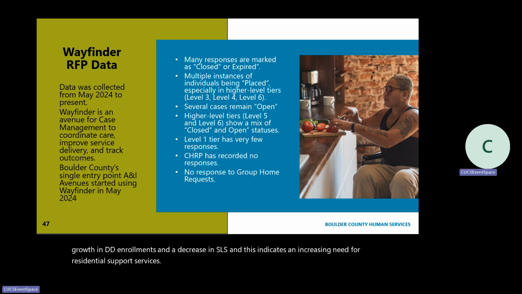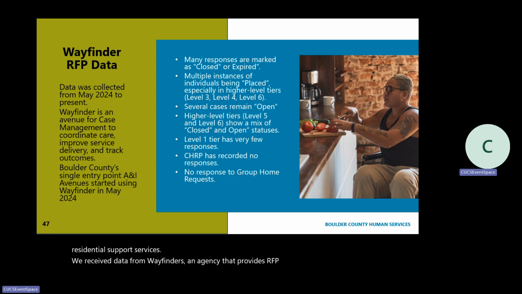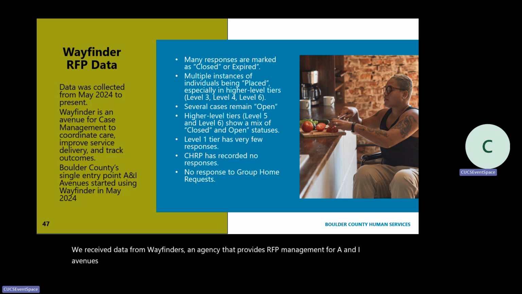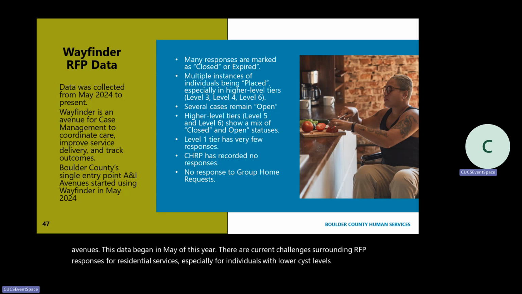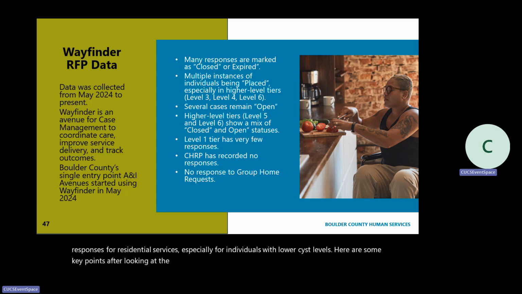We received data from Wayfinders, an agency that provides RFP management for A&I avenues. This data began in May of this year. There are current challenges surrounding RFP responses for residential services, especially for individuals with lower CIS levels. Here are some key points after looking at the data. The high rate of RFPs marked as closed or expired may indicate a disconnect between service needs and provider availability, particularly for lower tiered CIS levels.